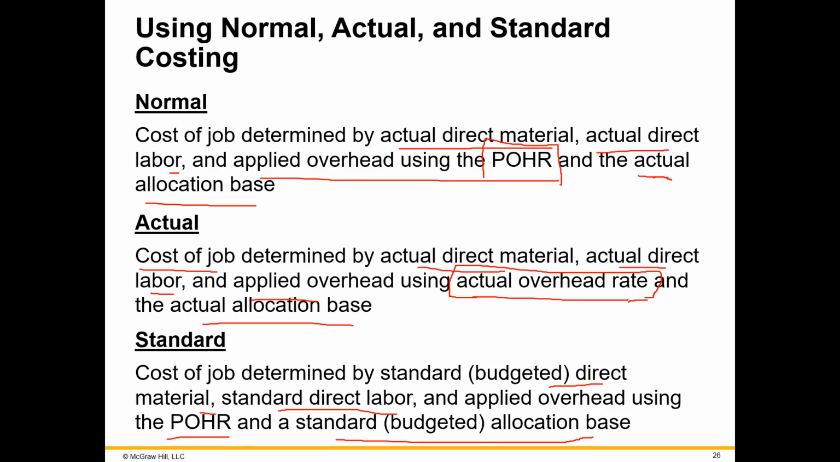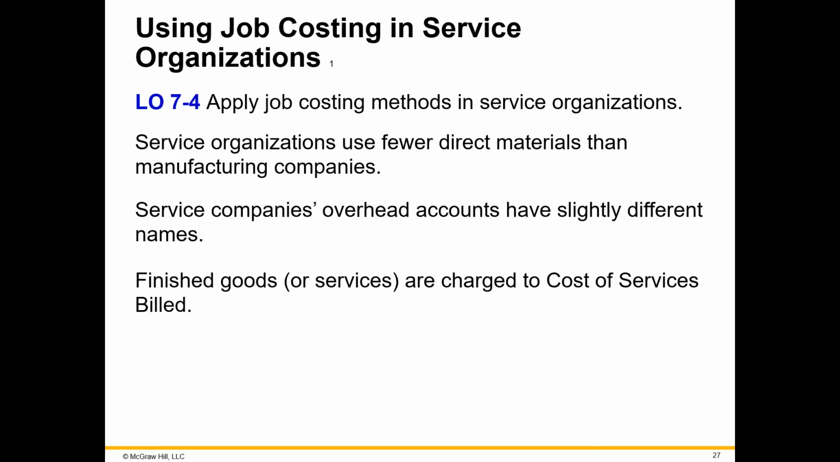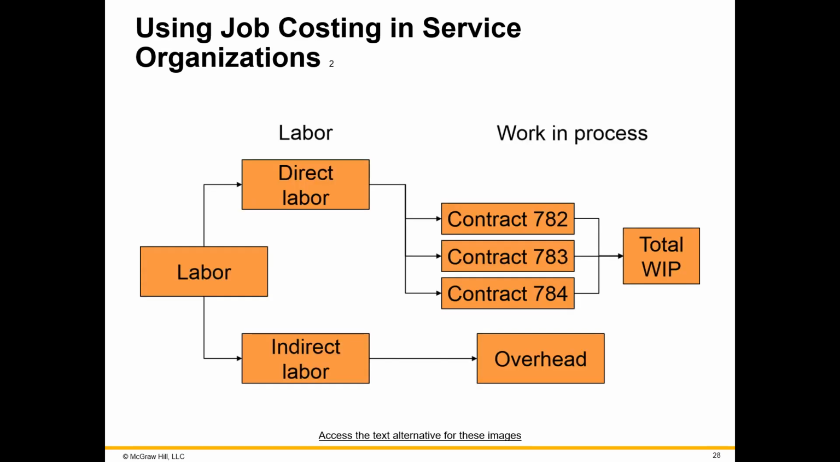Service organizations. These organizations also can do job costing, and the concepts are the same, but the names of the accounts are slightly different. So the concepts, just keep those in mind. They're going to be very similar to the manufacturing example that we just did, but with different names. So instead of cost of goods sold, we're going to have cost of services billed. And this slide shows the flow of labor in these service organizations. It's very similar to what we did in the manufacturing example.